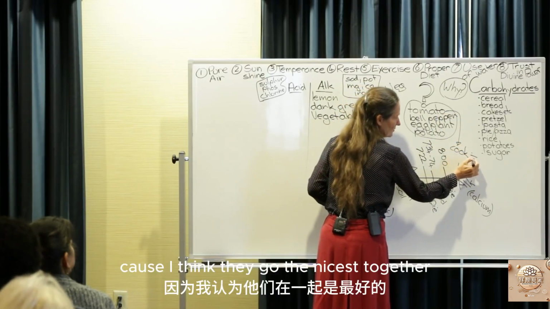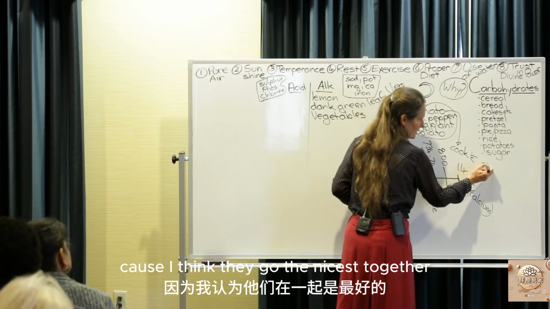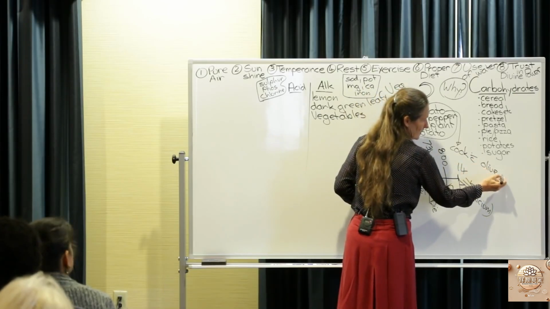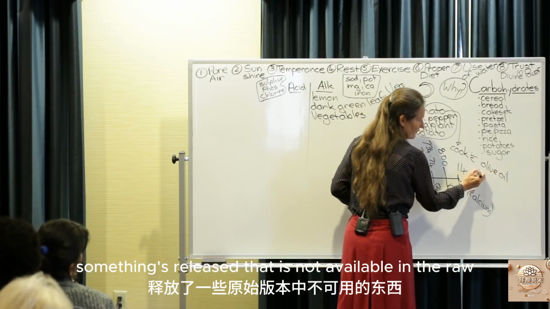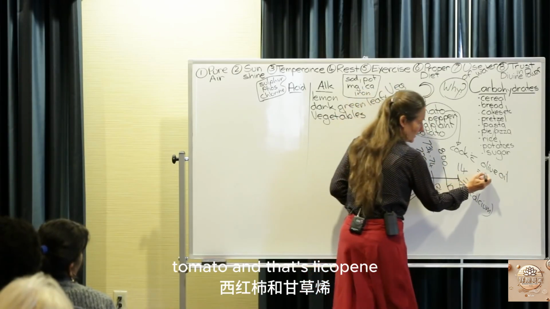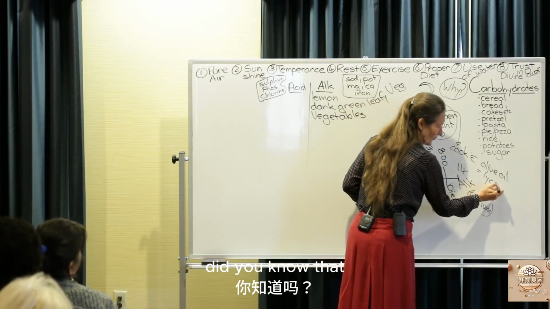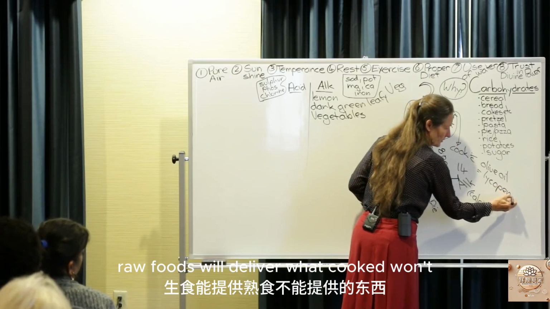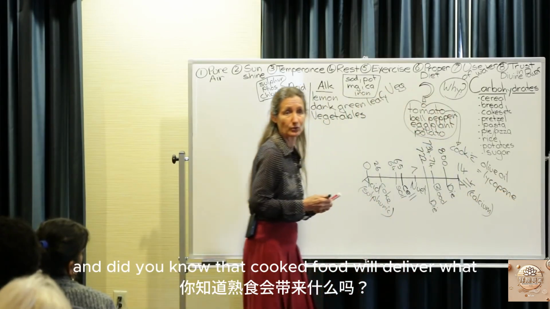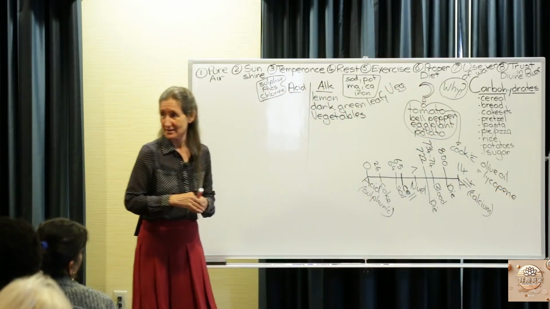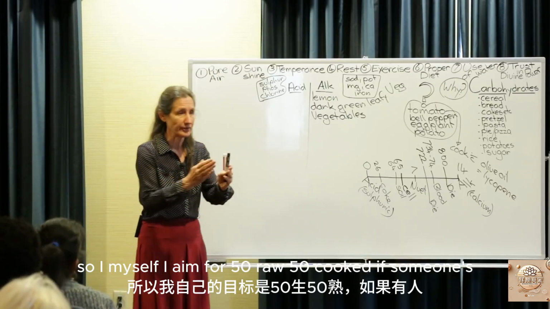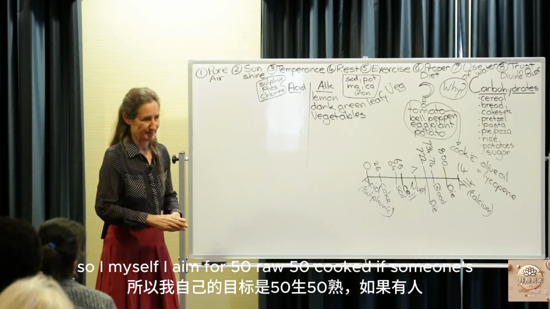When you cook tomato with olive oil, because I think they go the nicest together, something's released that is not available in the raw tomato, and that's lycopene. Did you know that raw foods will deliver what cooked won't? And did you know that cooked food will deliver what raw won't? So I myself, I aim for 50% raw, 50% cooked.